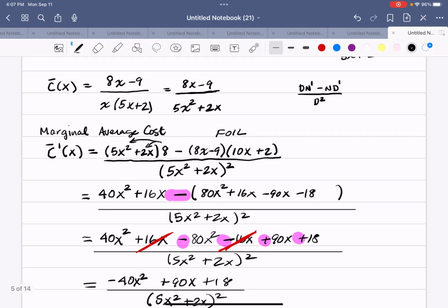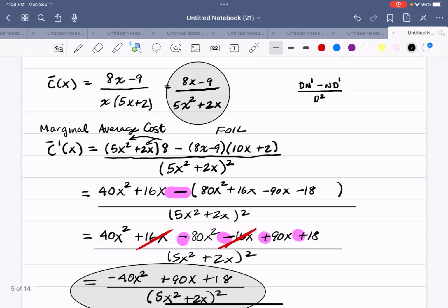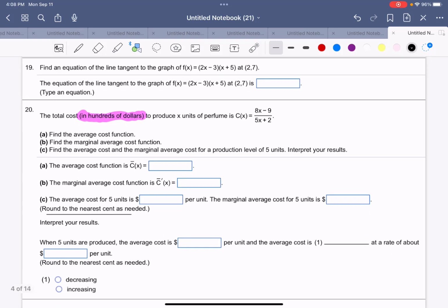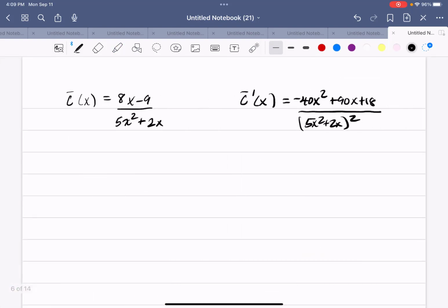So we've got the average cost formula here, and we've got the marginal average cost formula here. And the thing I want you to remember is this is in hundreds of dollars, which is why I highlighted that. So whatever we get for our answers, we have to multiply by 100. Okay? So now we're going to find the average cost for 5 units and the marginal average cost for 5 units, remembering to multiply by 100. So now we'll find these both at 5.